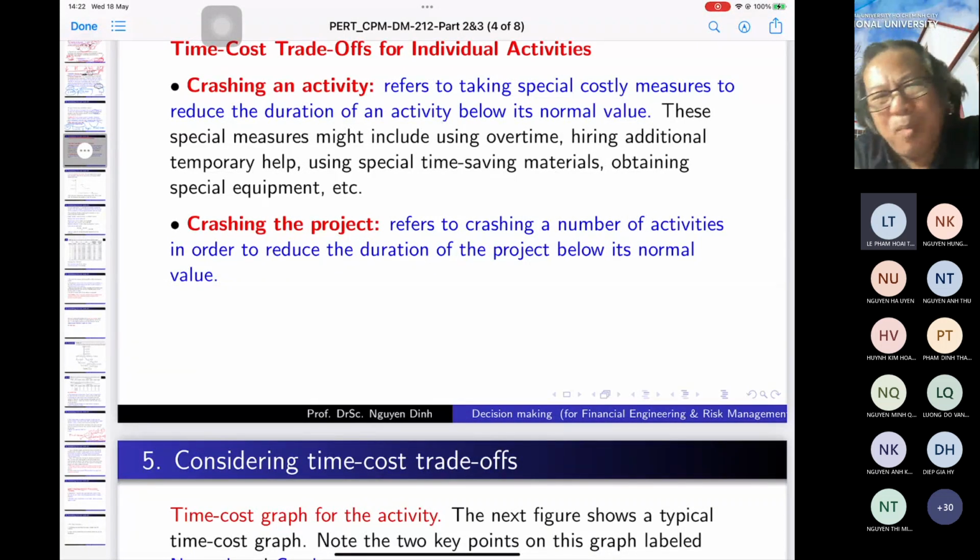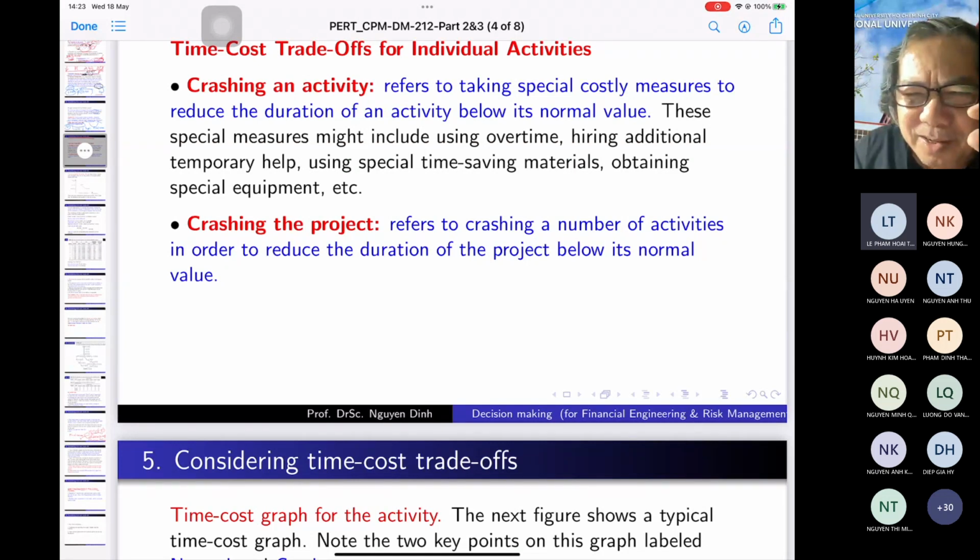And crashing the whole project. The whole project you want to crash to reduce by 4 weeks, from 44 to 40. So for crashing the project, you have to consider and find out which nodes we should crash.